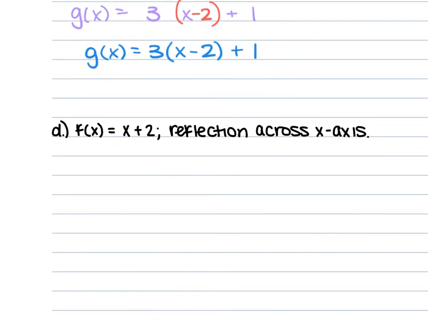For example D, we have f of x is equal to x plus 2, and we have a reflection across the x-axis. Again, reflection across the x-axis is vertical, so it's going to be outside the parentheses. So we're going to have g of x is equal to a negative times x plus 2. Now, do you need the parentheses with this one? No, because the plus 2 is a transformation up or down.